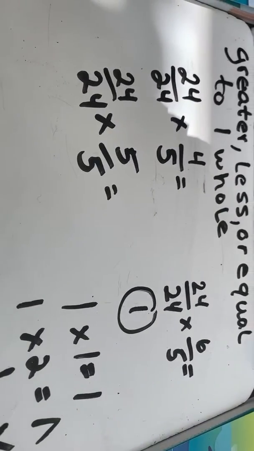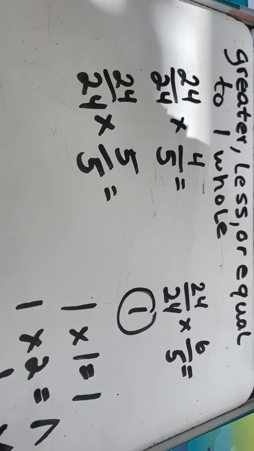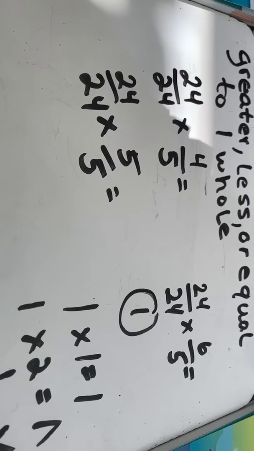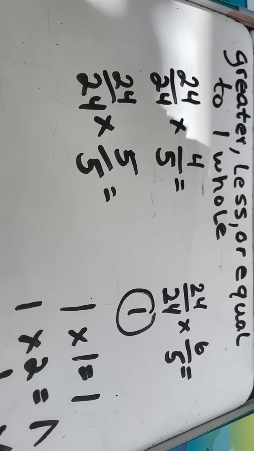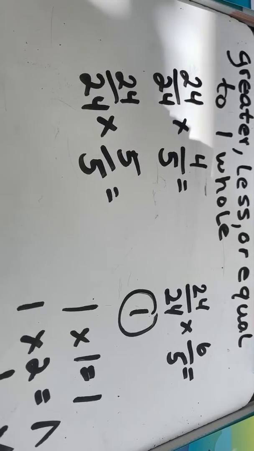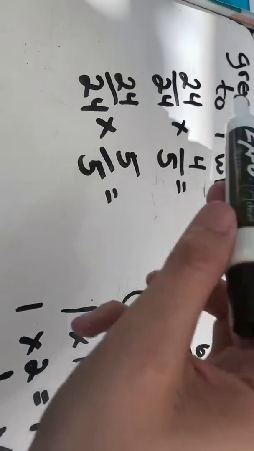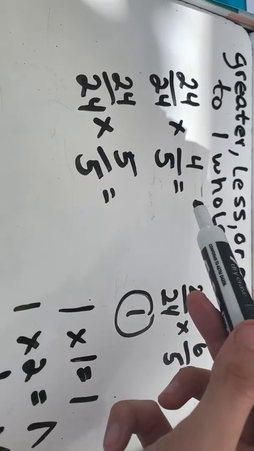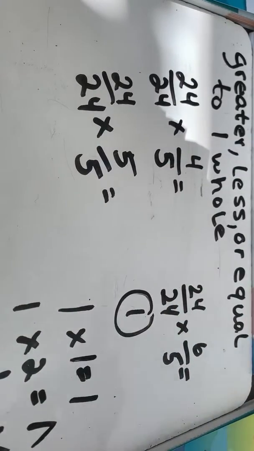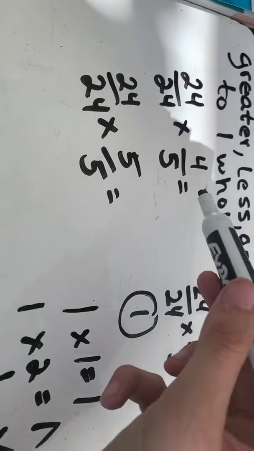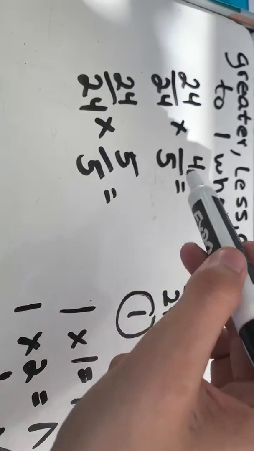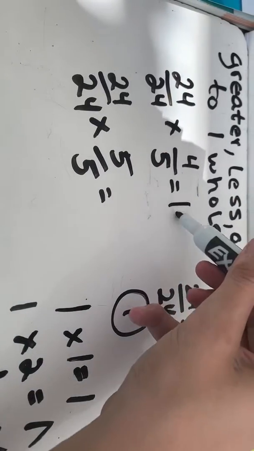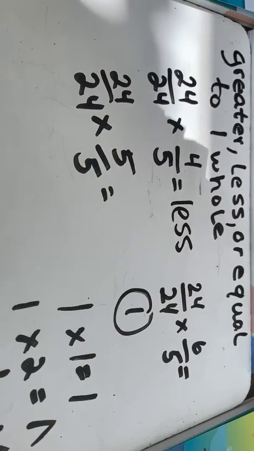We're simply looking at the fraction that they are multiplying it by and figuring out, okay, is this equal to a whole? Is this greater than a whole? Or is it less than a whole? So if we look at this first example, we have 1 whole times 4/5. We know that 4/5 is less than a whole, so if we multiply 1 times something less than a whole, we know our answer will be less than 1.